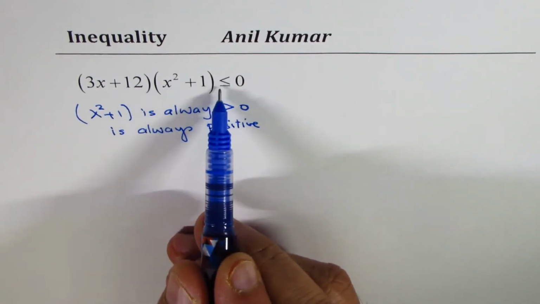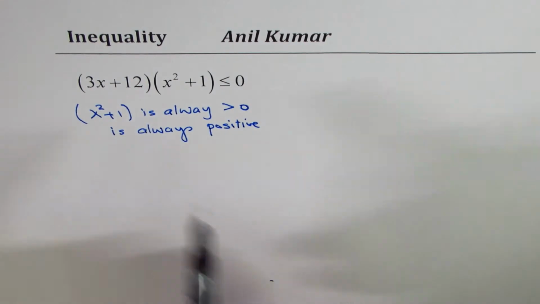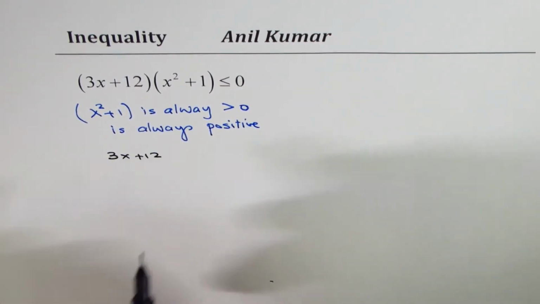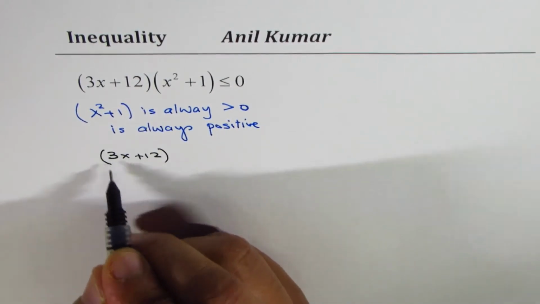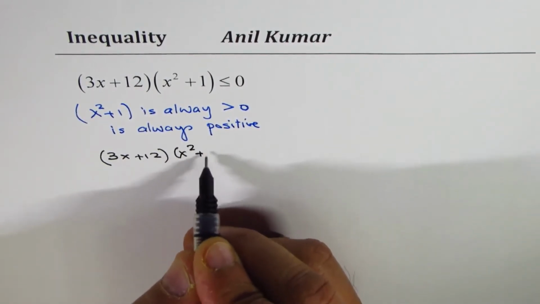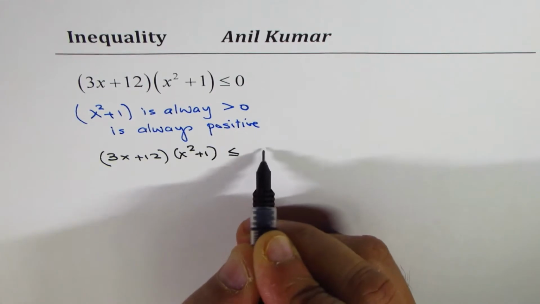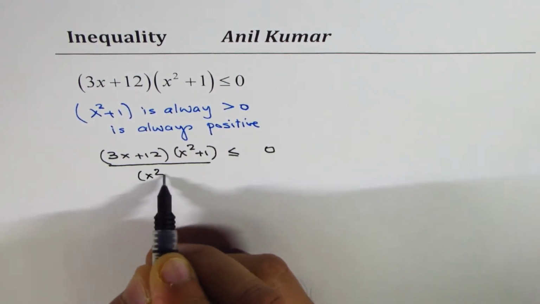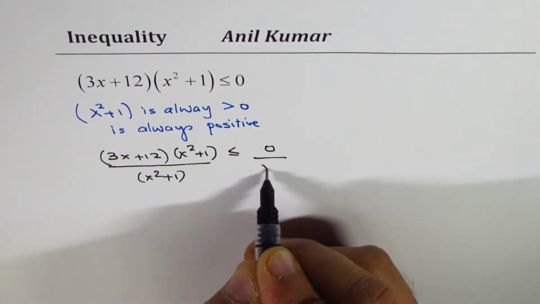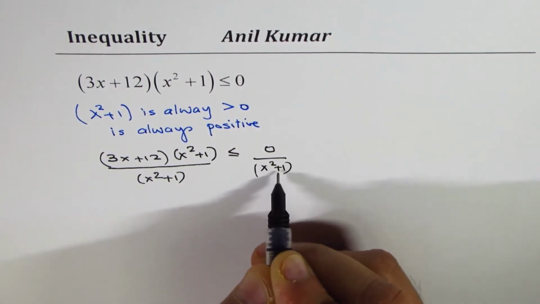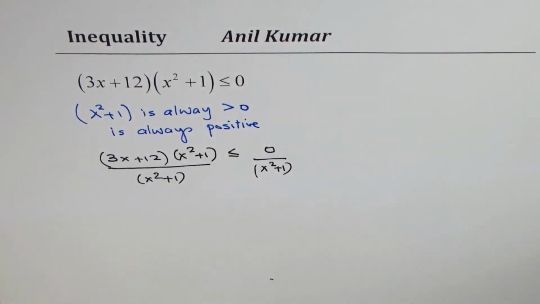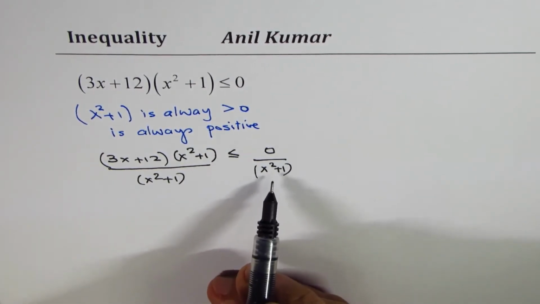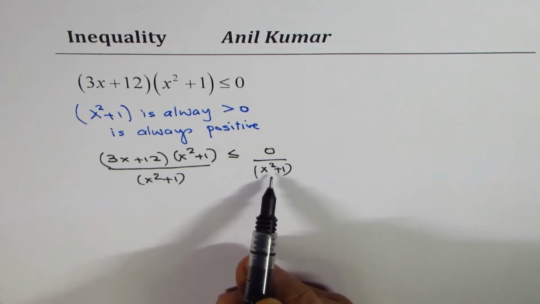So we could write this as (3x + 12)(x² + 1) ≤ 0. We can divide both sides by x² + 1. Do you understand? Since this is always positive, we can do it. If this is not always positive, we cannot do it. So for any value of x, we could do it.